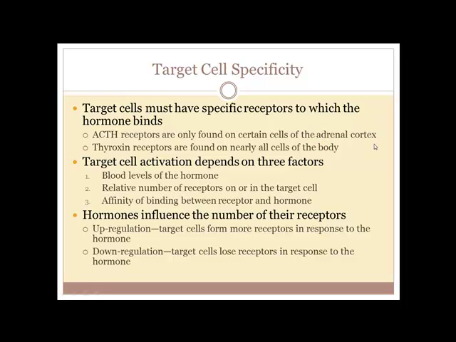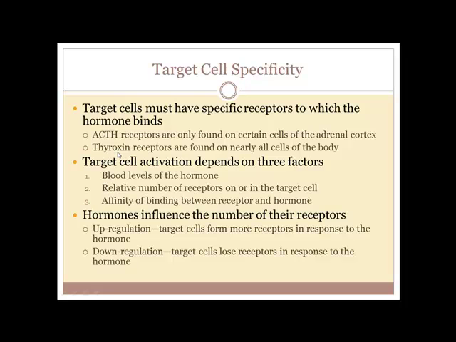Now, the hormones released by the adrenal cortex, that's a different story. They can affect a whole host of other things. Or, for example, thyroxine, one of our thyroid hormones, has receptors all over the body, in most all cells.